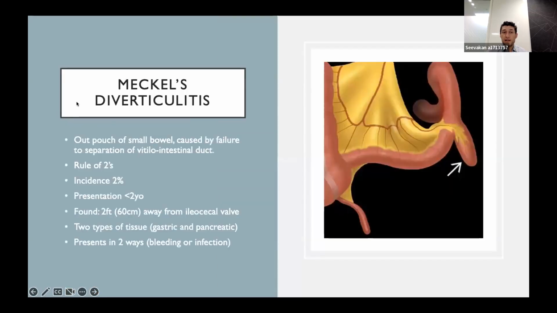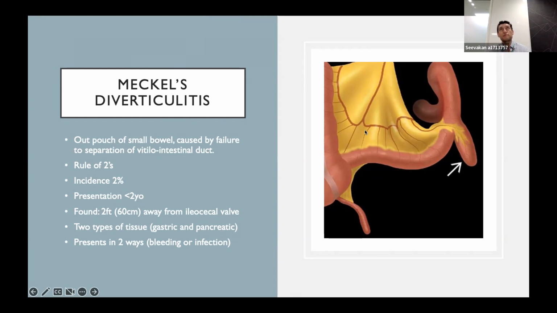The last thing in tummy pain that we're going to talk about is Meckel's diverticulitis. And I really should have written Meckel's diverticulum, to be honest. A Meckel's diverticulum is an outpouching of the small bowel, which is caused by failure of the separation of the vitellointestinal duct. You do not need to know the embryology. Even at my level, I don't get asked the embryology very often. Until you become an accredited registrar or a consultant, you're not usually asked it.